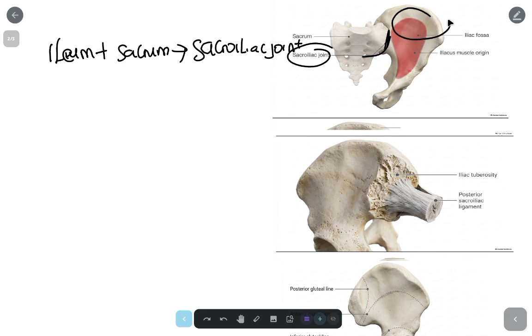And this is our ilium. So this is the iliac fossa, and this is where the muscle attaches. The muscle that attaches at the iliac fossa is called the iliacus muscle.